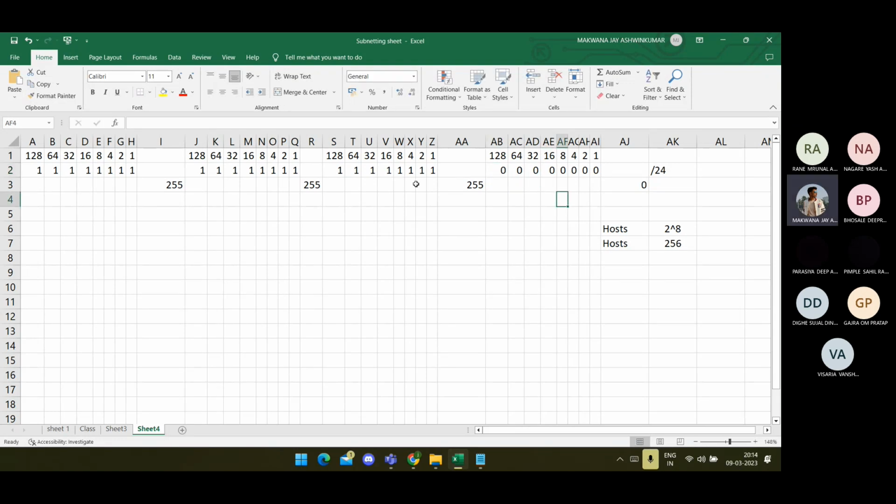So if I make 8 bits available for the host, then it will go to /24, and the number of hosts we can calculate as 2 raised to 8. This is the Excel sheet I have created to show you how the bits and subnet change on changing the number of bits of octets. And remember one more thing, you can never change the bits from here because it will give you a weird subnet.